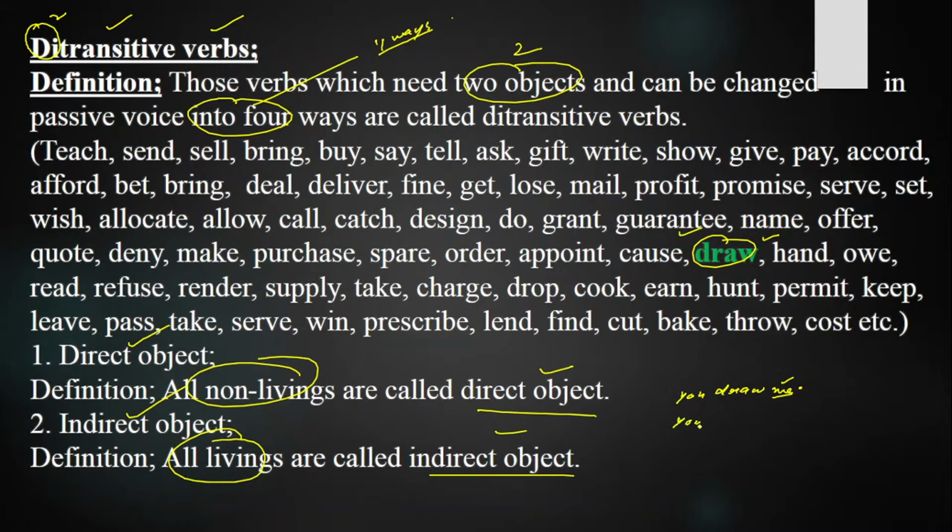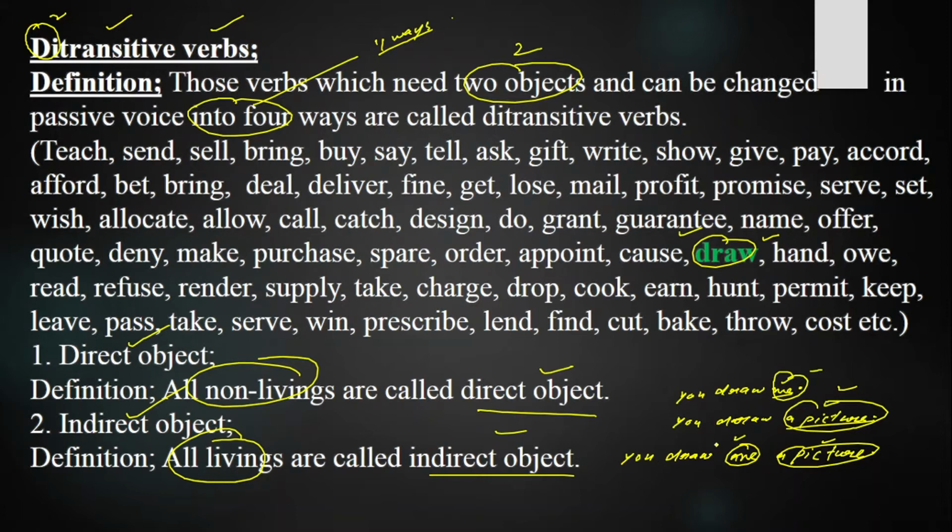If I say, you draw a picture, a drawing, etc., again a question arises: you draw a picture for whom? So for that, indirect and direct object you have to put together to clear the meaning and concept. I say, you draw me a picture. Now the meaning is clear and understandable: you draw me what? A picture. You draw a picture for whom? For me. So both objects are necessary.